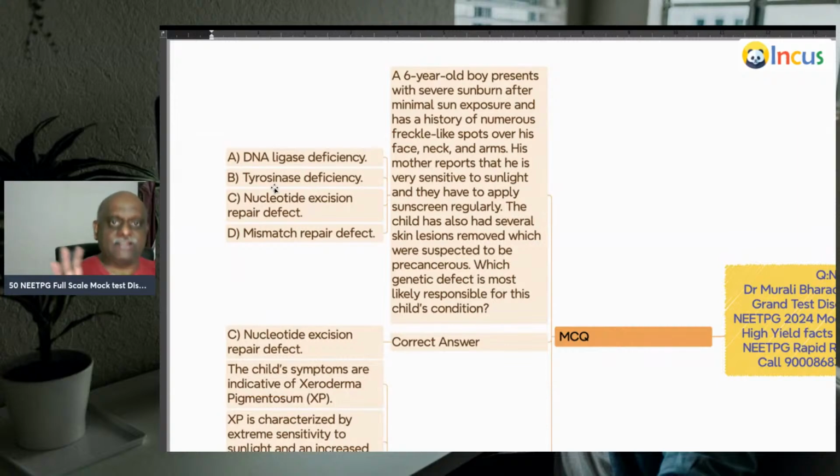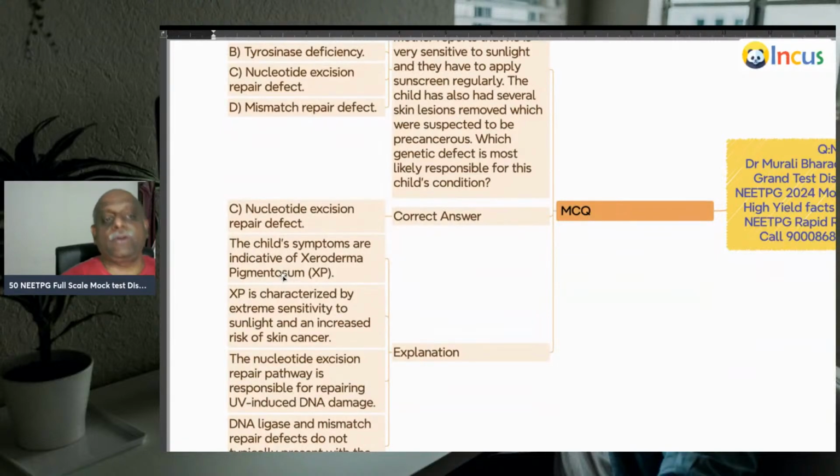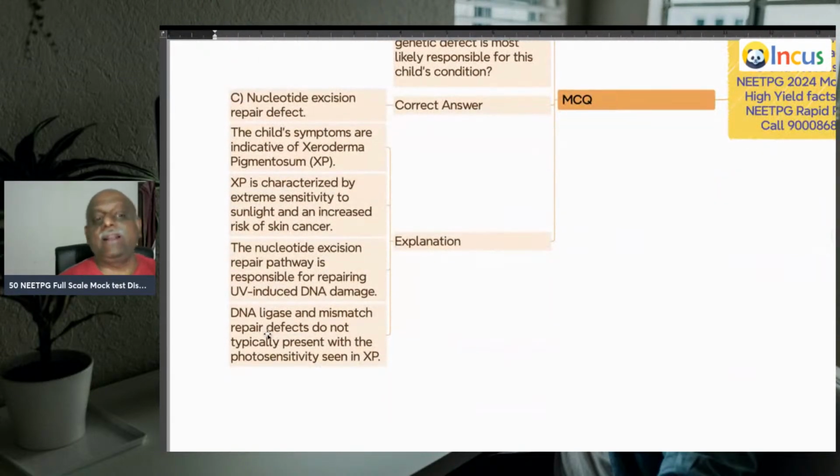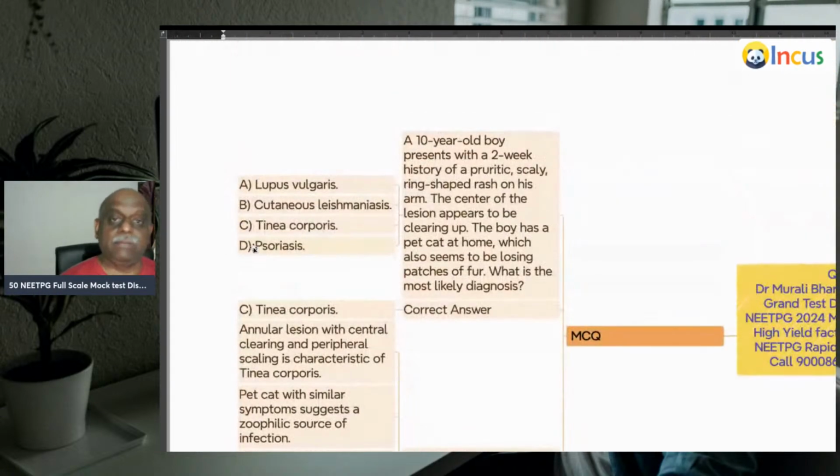A 6-year-old boy with severe sunburn, minimal sun exposure, classical of xeroderma pigmentosum, which is a nucleotide excision repair defect. Whenever ultraviolet-induced DNA damage is there, that is what you need to remember.